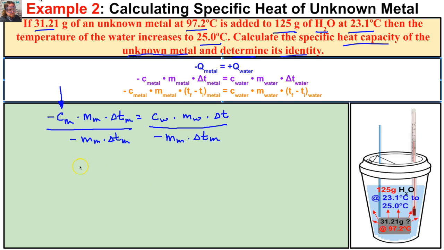And so the formula that we are going to use to solve this problem is going to be the specific heat capacity of the metal equaling the specific heat capacity of our water times the mass of our water times the change in temperature of our water, all divided by the negative value of the mass of the metal times the change in temperature of our metal. And so all these values here can be found in our little word problem. So here we go. Let's just start substituting in values. We're going to do this over here.